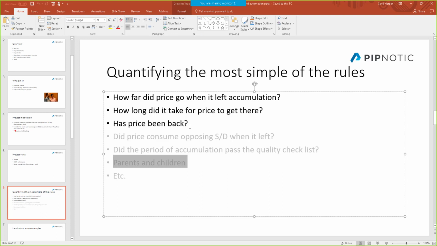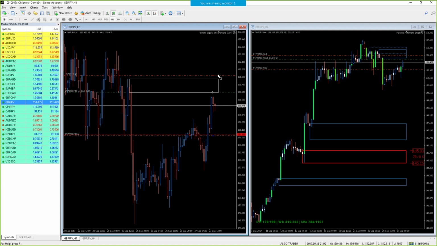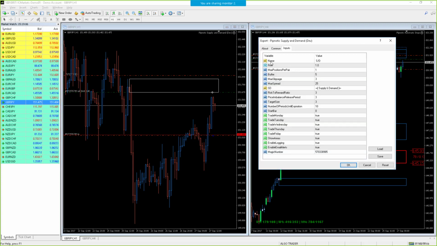Cool. So that's done. We have these 3 rules implemented, and if I just show you what they look like here, you can see that we have the risk reward ratio, we have the price imbalance release period, and that simply tells me that I want price to move away from accumulation 3 times the size of the area of supply within 3 periods. So when this period closes, the low of this third period has to be at least 3 times the size of this area of supply, which it really is here.